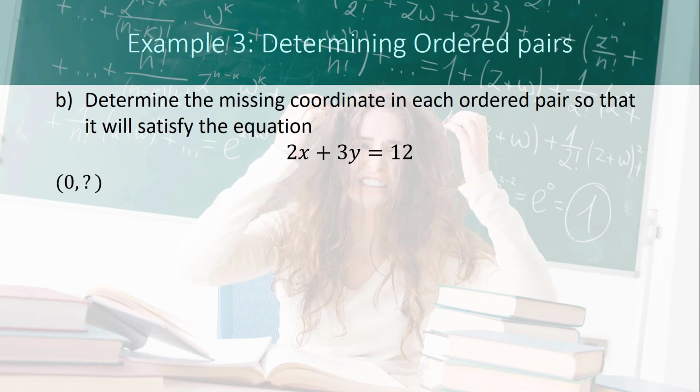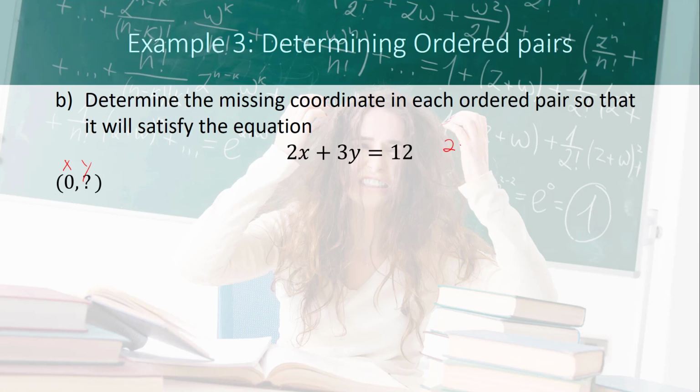Again, to read the problem, we have to determine the missing coordinate in each ordered pair so that it will satisfy the equation. So we want to find the y coordinate which will satisfy this particular equation. So how do we do that? Since this is x and this is y, we want to substitute 0 in for x and solve for y. So we're going to replace x with 0.